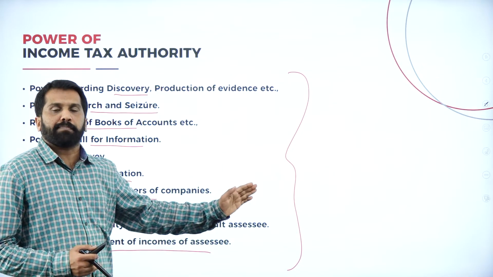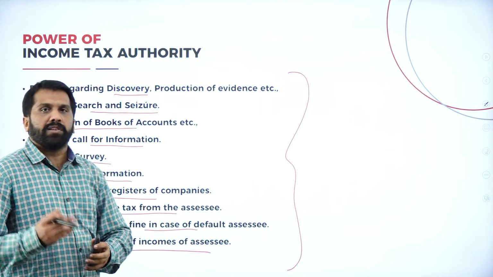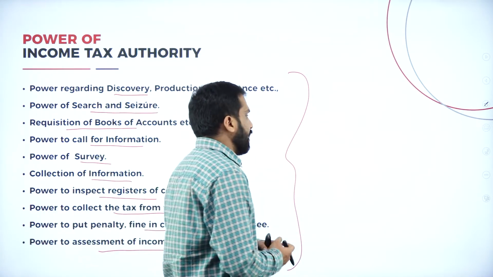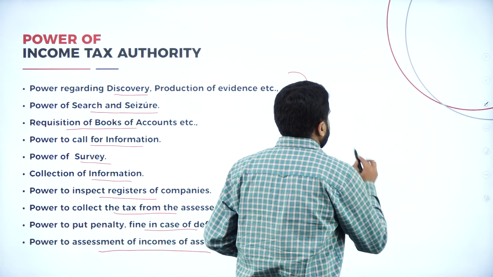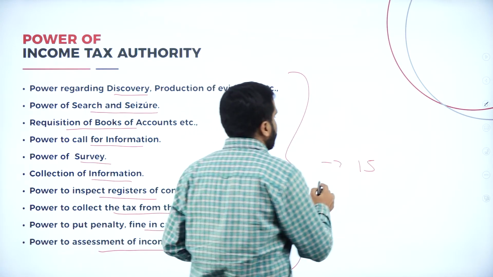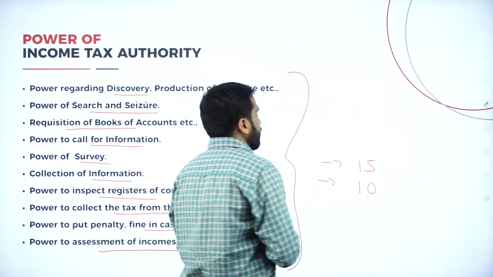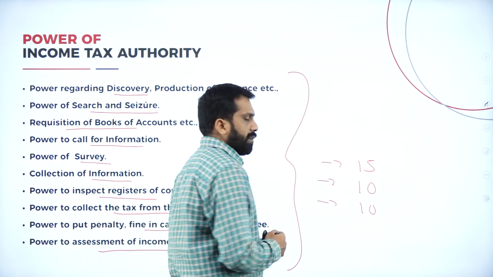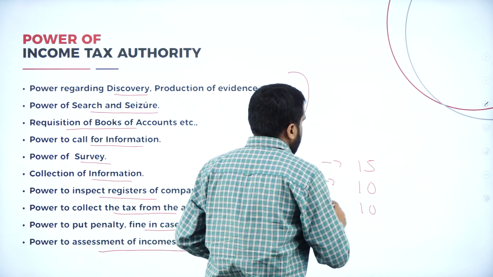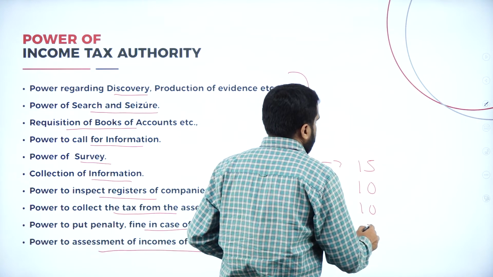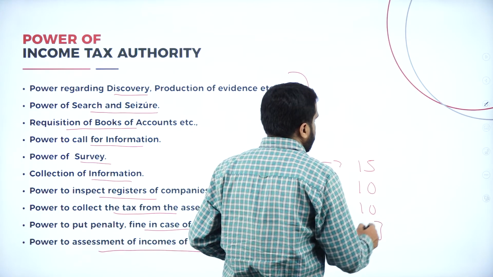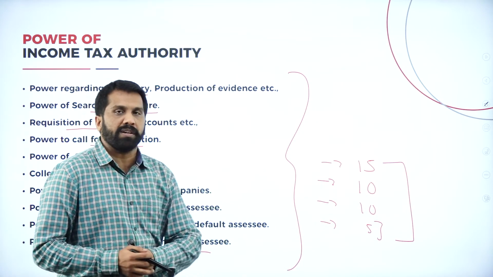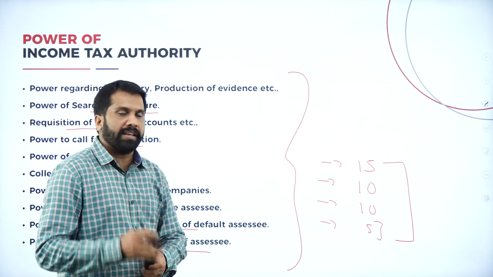Now, how will your question paper pattern be? We are planning your 40 marks assessment. In that, your pattern will be like this. Assessment of company will be 15 marks. 10 marks for your income from other source, write any 10 items. And 5 marks will be for income tax authority or powers of income tax authority. This is your overall question paper pattern. Hope you are clear. Yes.